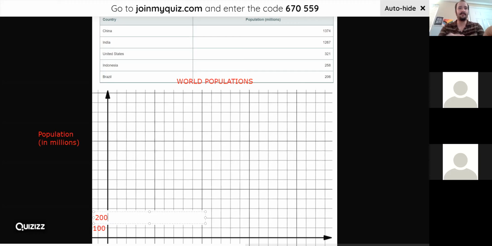This one right here would be what, 200. This one right here would be 300. 400, what, 500. I think this is the 1,000 one up here.